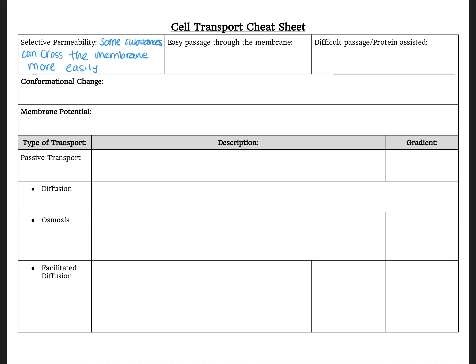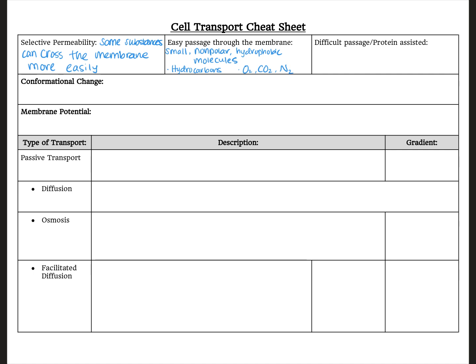For easy passage, these are small, nonpolar, hydrophobic molecules. And our examples here are hydrocarbons and things like O2, CO2, N2, things like that.